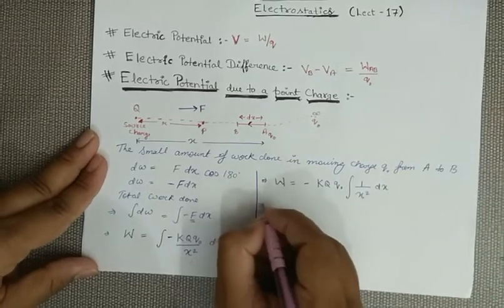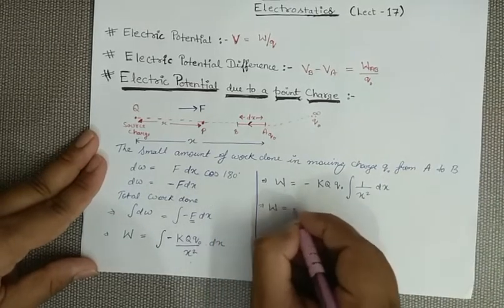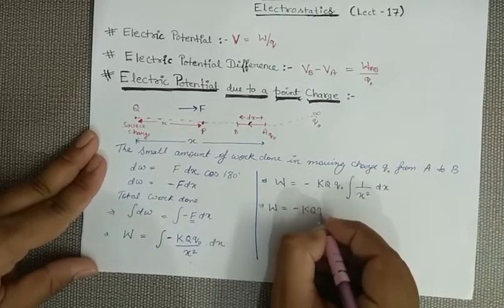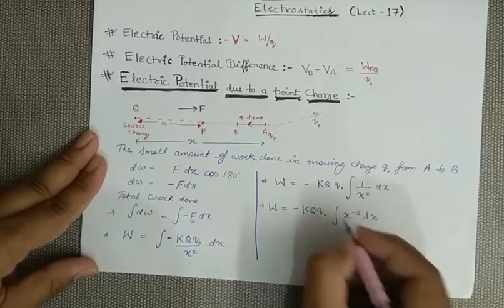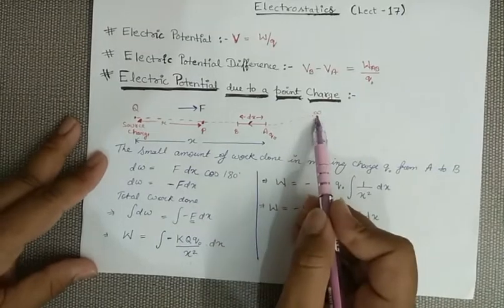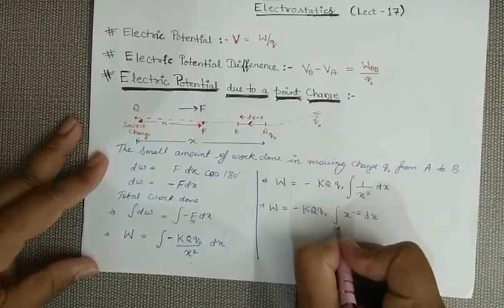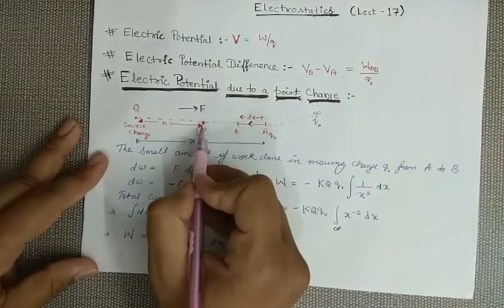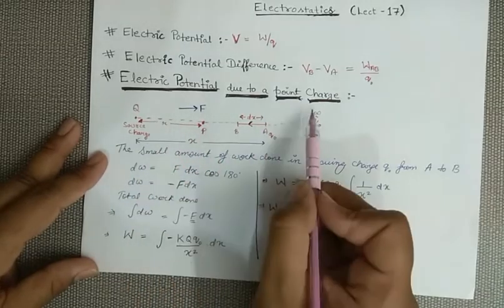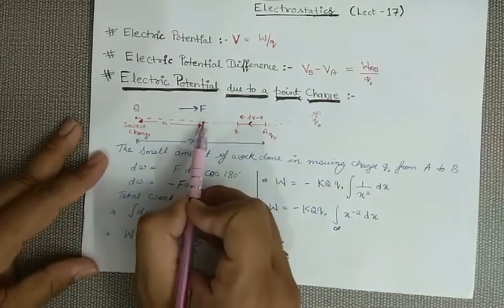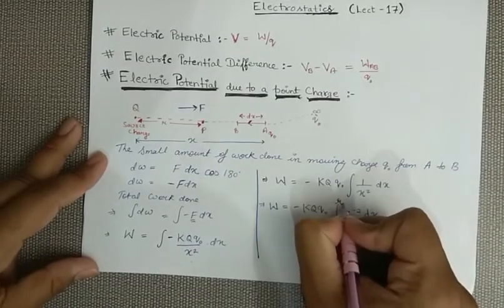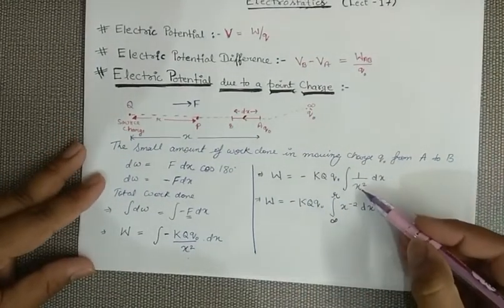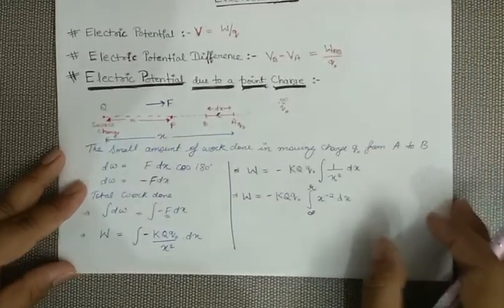Now let's see the limits, from where to where we have to integrate. We are moving this charge from infinity, so our starting point is infinity, and we have to keep it at a distance r. So the limit will be from infinity to r. I bring this x square to the numerator, and it becomes x to the power minus 2.